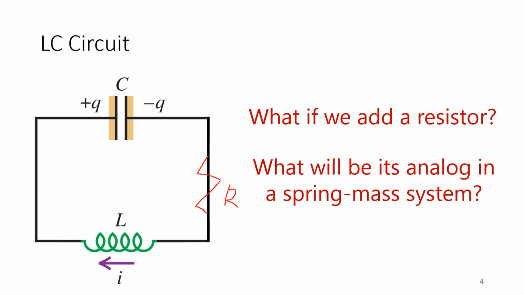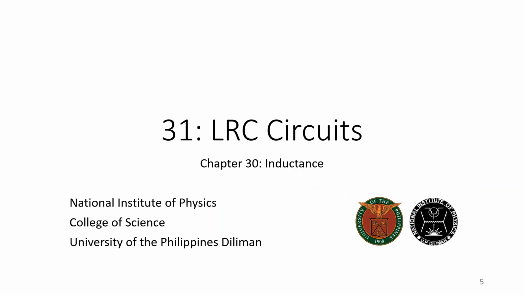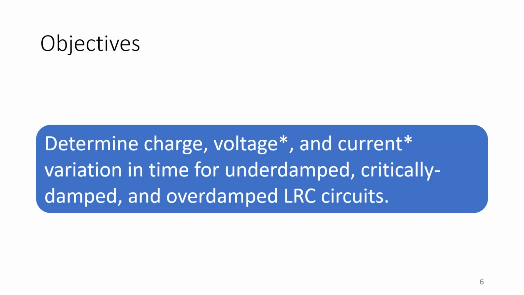The question then would be, what would its analog in the spring mass system be? Because we haven't really considered the dissipative forces in the mechanical system. We did already, but not in this discussion yet. This leads us to lecture 31 of Physics 72, which focuses on the LRC series circuit. This is found in chapter 30.6 of University Physics. So we only have one objective for this lecture, but we may focus primarily on charge and leave voltage and current to a later lecture.